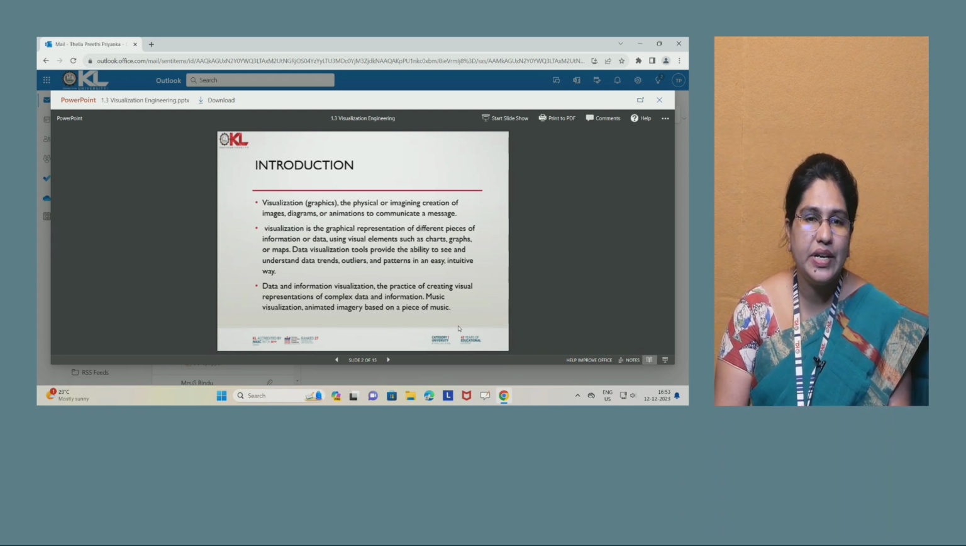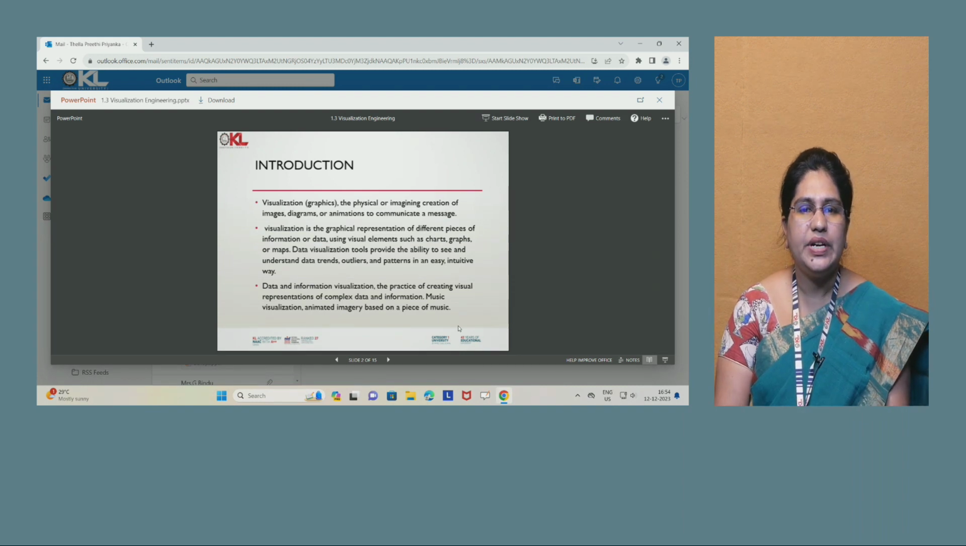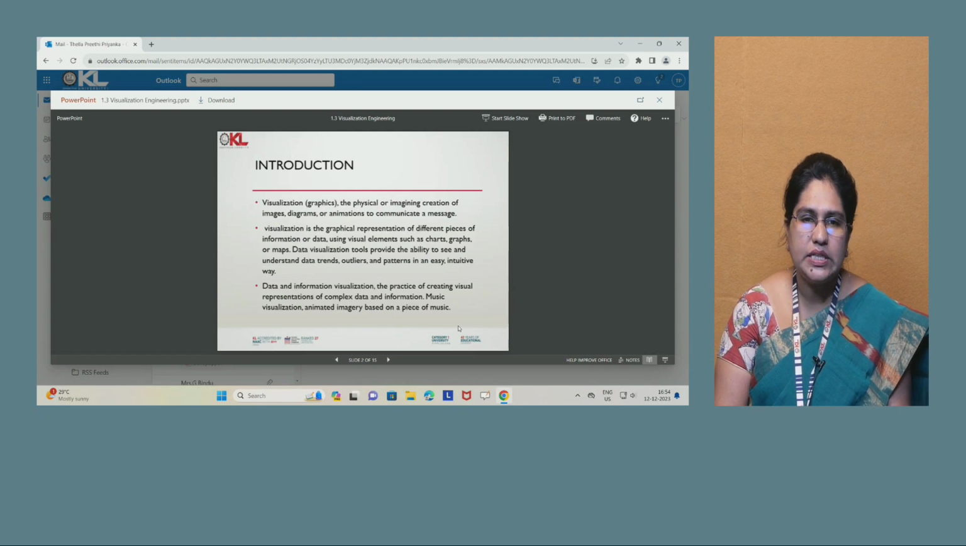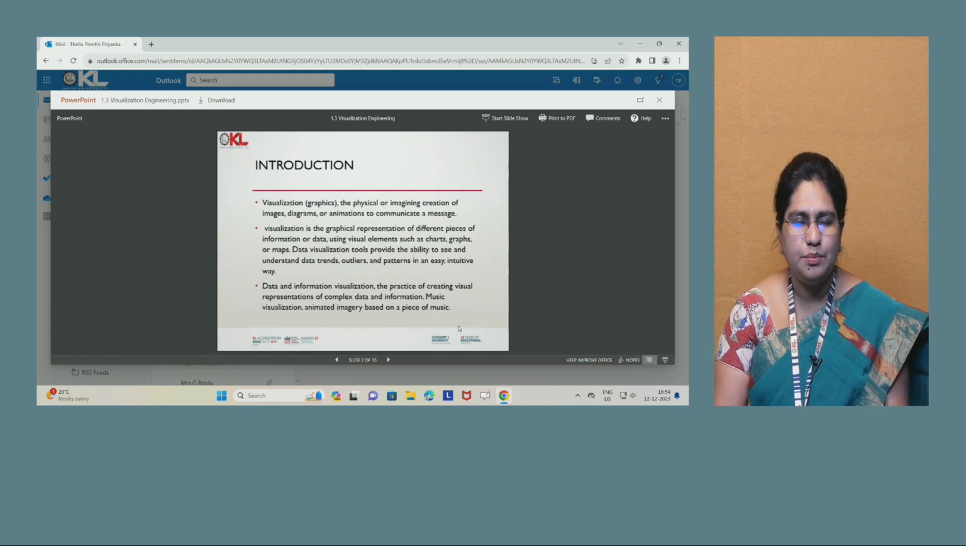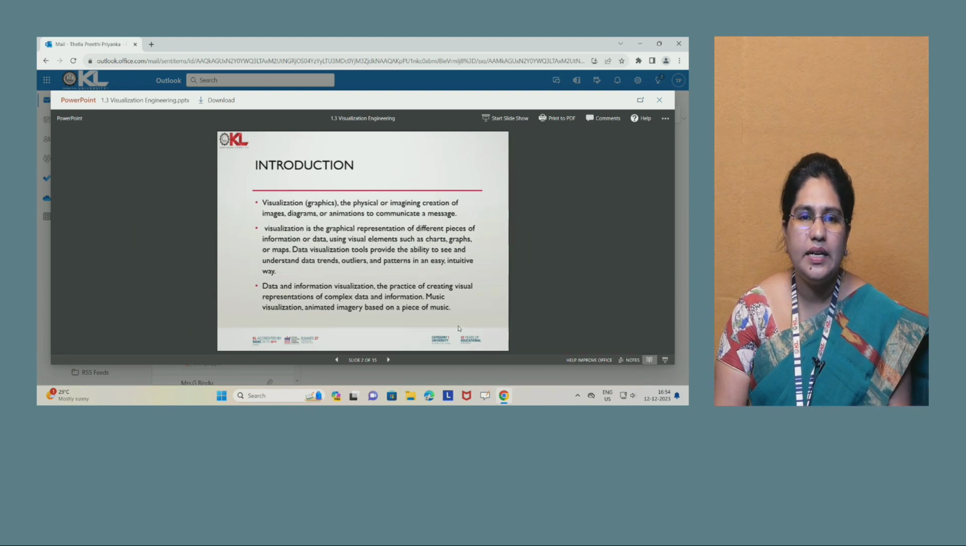Visualization is a graphical representation of different pieces of data or information using visual elements such as charts, graphs or maps. Data visualization tools now provide an ability to see and understand the data trends. With the help of the graphical representation, whether graphs, charts or maps, we can easily identify or represent the data.